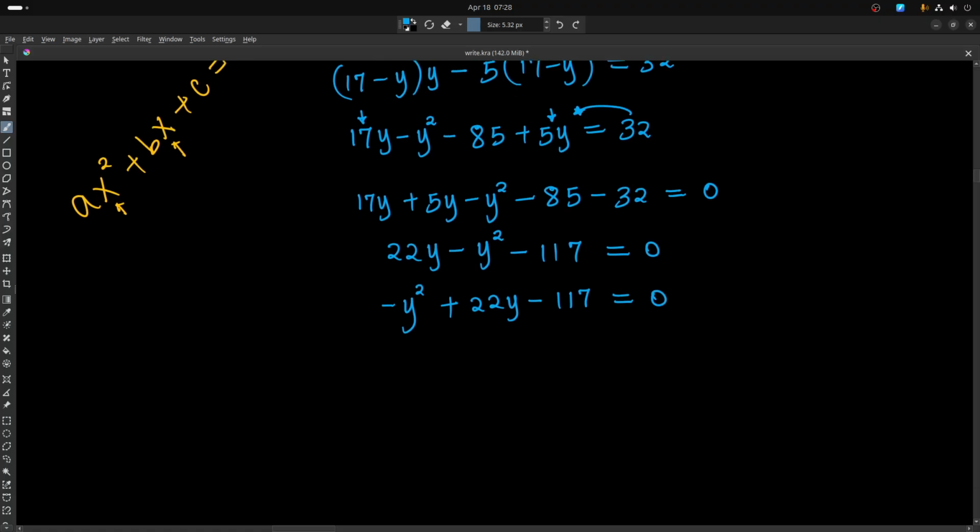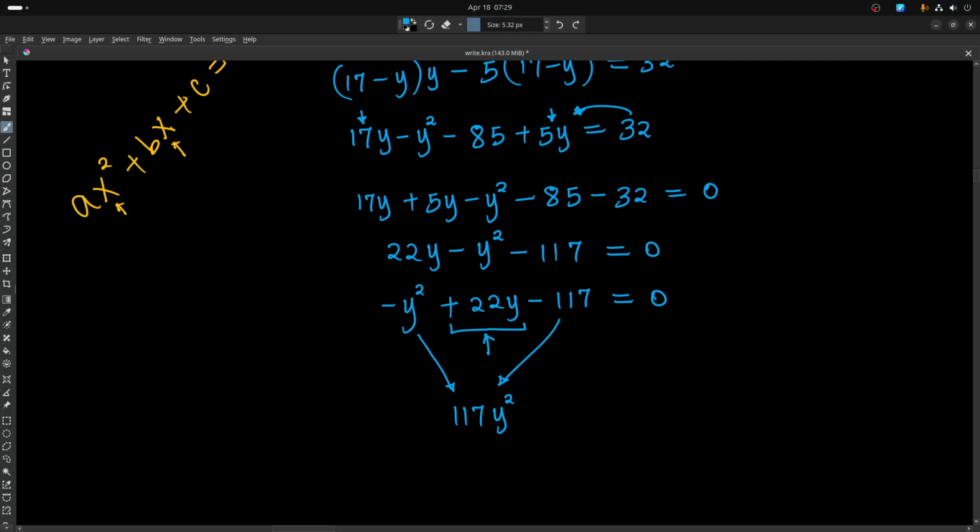So to simplify the left hand side, we need to rewrite this middle term, and we are going to rewrite it to be composed of two terms. The two terms will be such that when they are multiplied, they should give us negative y squared times negative 117, which is 117y squared, and when the two terms are added, they should give us 22y.